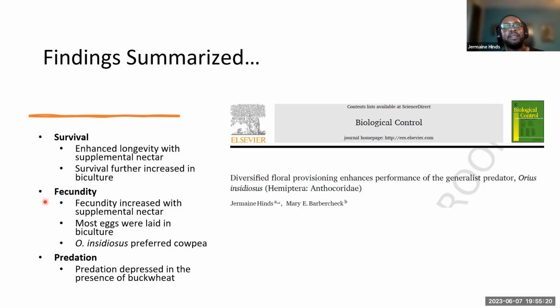When you look at fecundity, fecundity increased with supplemental nectar. So when there's a plant resource, they're laying more eggs. Most eggs were laid in the biculture. So we're seeing that, add cowpea if you want these insects to lay more eggs, because they were preferring cowpea. Remember when we talked a little bit about insects and their preferences for plant hosts? This is what we're seeing right here. And then with predation, the predation was lowered somewhat in the presence of buckwheat. So you might want to reduce the amount of buckwheat to increase the amount of cowpea next time.